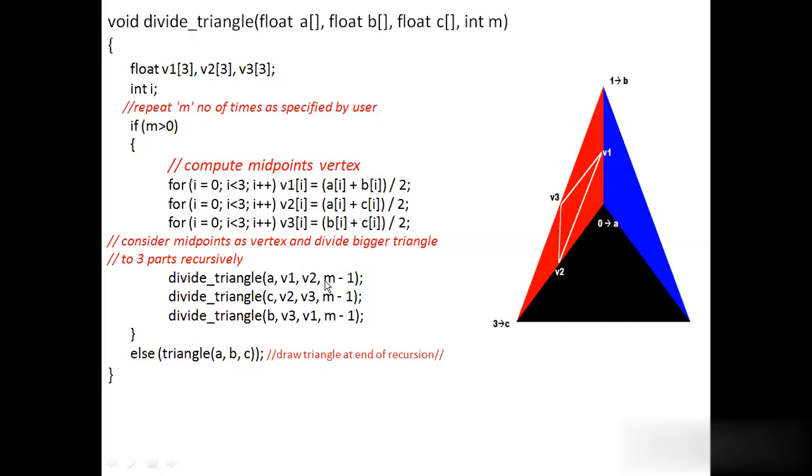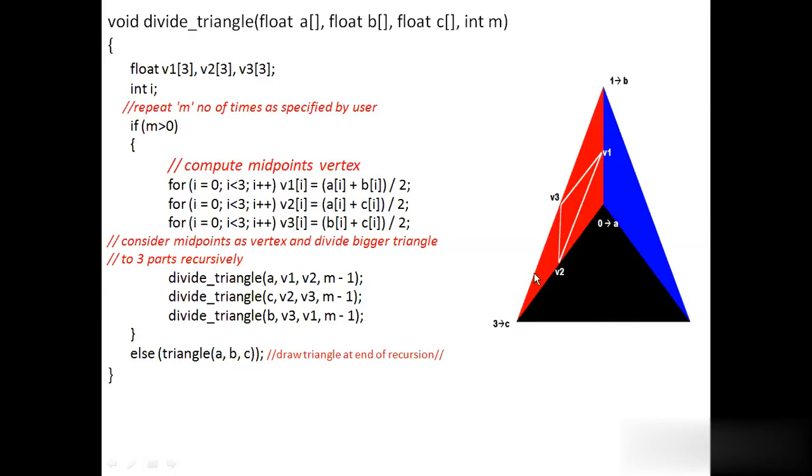And in this case, how are we going to do divide triangle? Dividing the triangle once you have the midpoints is very important, to divide the bigger triangle into three different parts. Now for face 1, you can see that it is a part of A, V1 and V2, and this time it is already divided once, so the number of divisions will now be m minus 1.